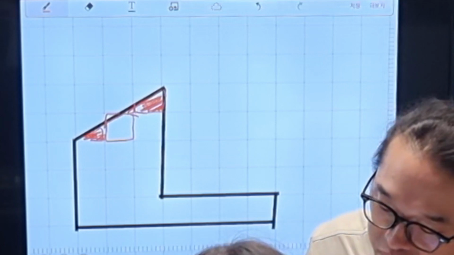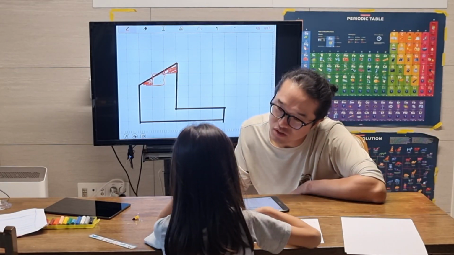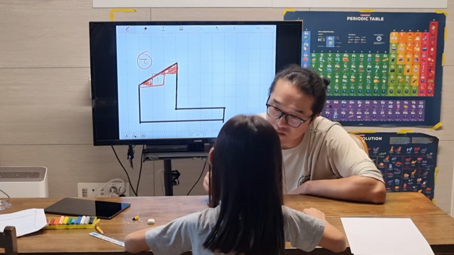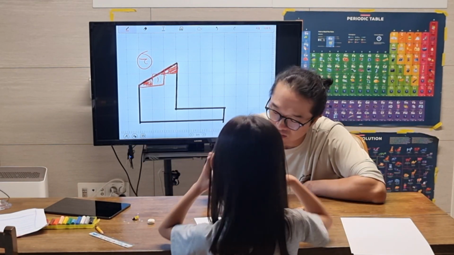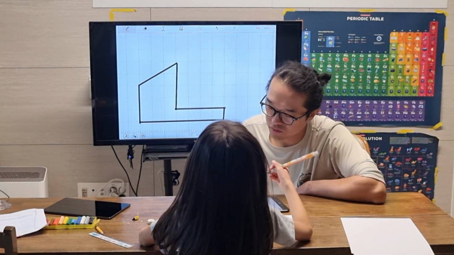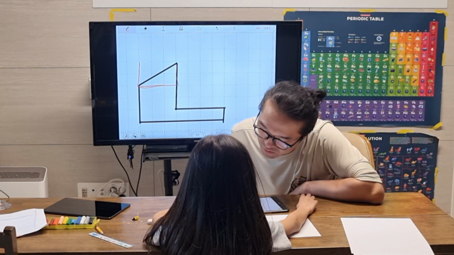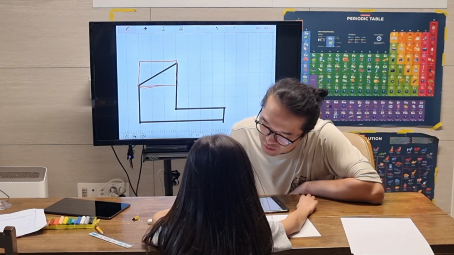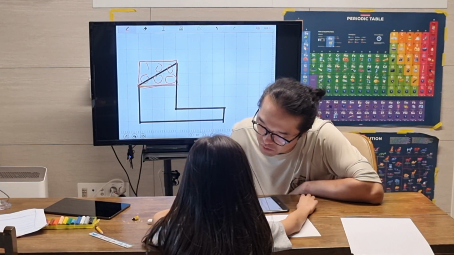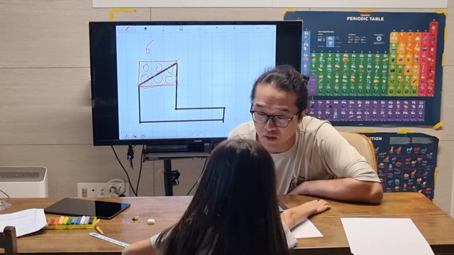Oh, same. So if we add this part and this part, it could be another square. So you got 16? Okay. It's a good way. But there's another way to calculate this part. You can think about this rectangle first. Okay? Then the area of this shape is 6, right? Then you can just divide it in half.